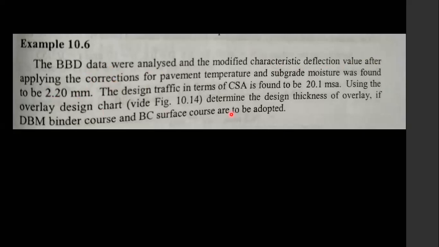DCM will be on the x-axis, and in the chart the y-axis will be CSA. That is also given: the design traffic in terms of CSA is found to be 20.1 MSA. Using the overlay design chart, determine the design thickness of overlay if DBM binder course and BC course are to be adopted. Both courses need to be determined. The BC course will be the top layer, and below the BC course the second layer is DBM. That is the thickness you have to add.